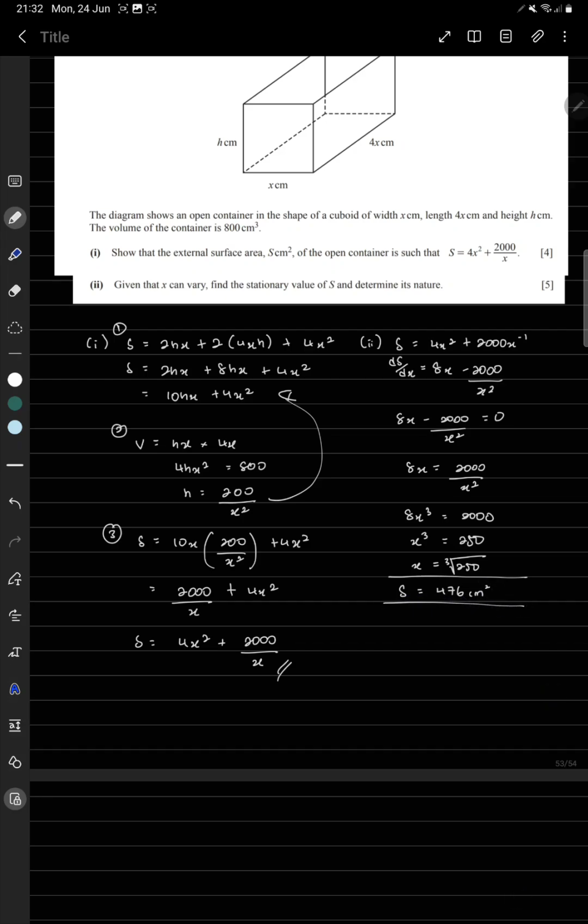Then lastly, we need to find the nature. By finding the nature, we need to differentiate twice. So I'll write d2S over dx squared, and we will have 8 plus 4000 over x cubed. Okay, and we're going to substitute the value of this x into here, and we will get 24, which is therefore going to be the minimum point, because it is more than 0. And there you go.